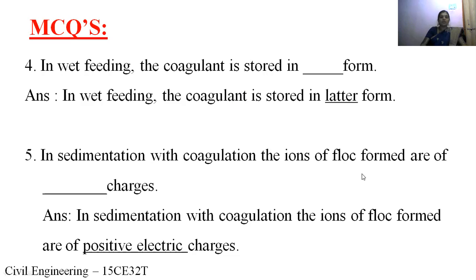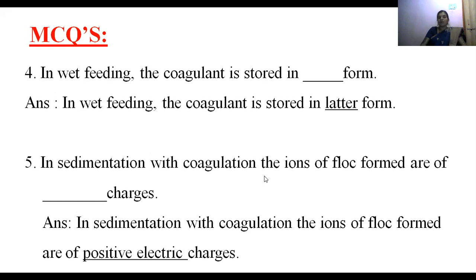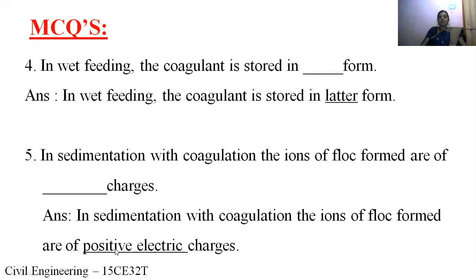Next question. In sedimentation with coagulation, the ions of floc formed are of what charges? Answer. In sedimentation with coagulation, the ions of floc formed are of positive electric charges. This thick precipitate is forming, no? So for that floc formation, the ions will be of positive electric charges.